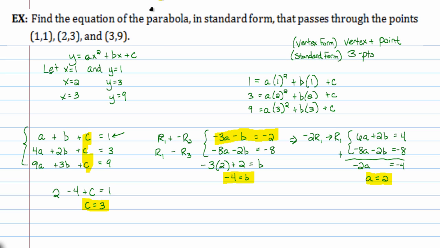What does this mean? It means that our quadratic equation that graphs and goes through (1, 1), (2, 3), and (3, 9) is of the form y equals 2x squared minus 4x, oops, not b, but x, plus 3.